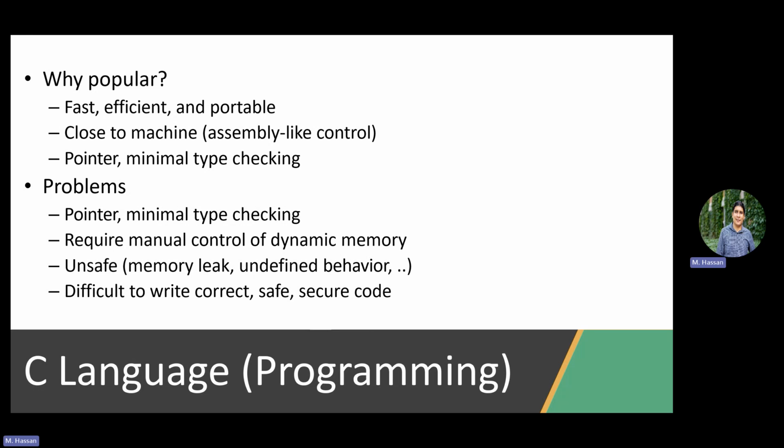Good. So naturally, C is more natural to use for embedded because you need low-level hardware control, and C gives you this. And then an example of this close-to-machine thing is pointers.